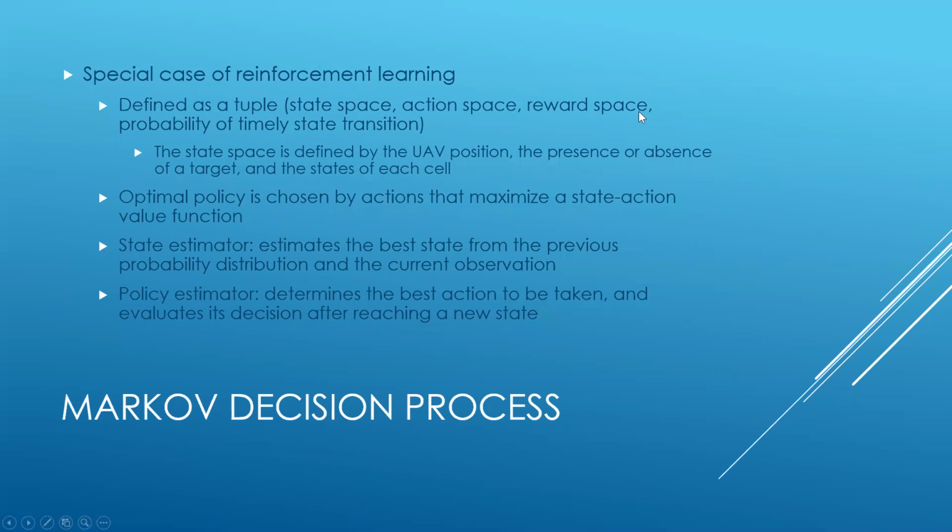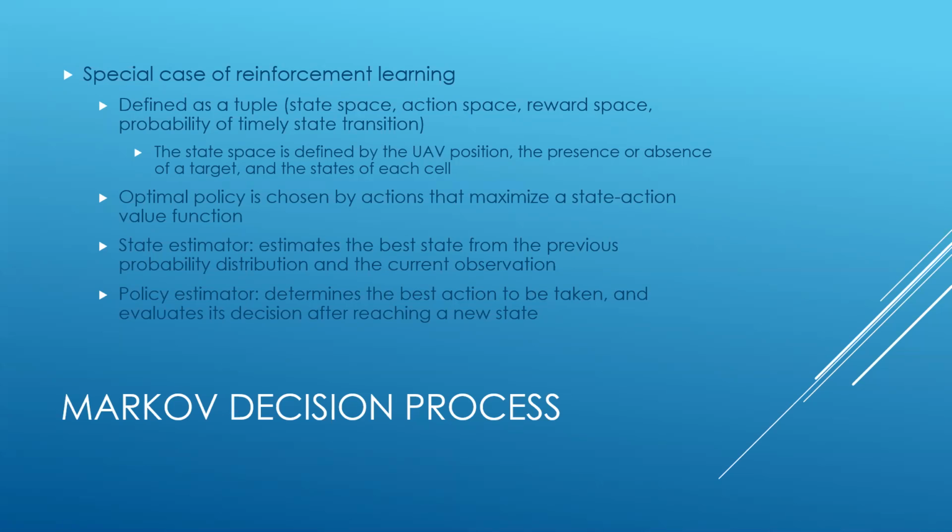The Markov decision process is a special case of reinforcement learning. It deals with data which is defined as a tuple of state space, action space, reward space, and the probability of a timely state transition. The state space is defined by the UAV position, the presence or absence of a target, and the states of each cell. The optimal policy is chosen by actions that maximize a state action value function.